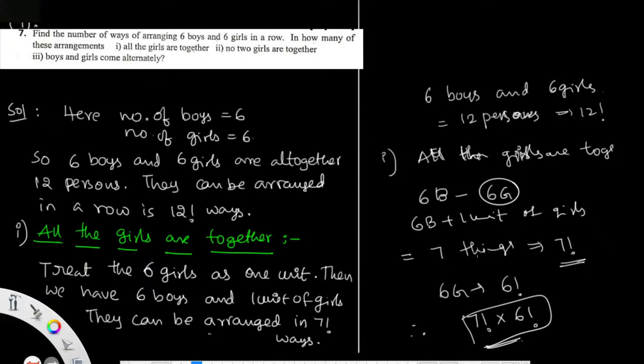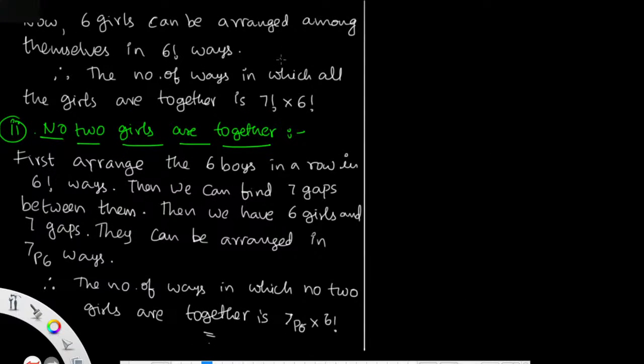Then you have 6 boys and 1 unit of girls. They can be arranged in 7 factorial ways. Total things become 7 things. The arrangement of the 6 girls is not always in the same manner, so they should be arranged among themselves. 6 girls among themselves is 6 factorial ways. Therefore, the number of ways in which all the girls are together is 7 factorial into 6 factorial. So that is question number 1.